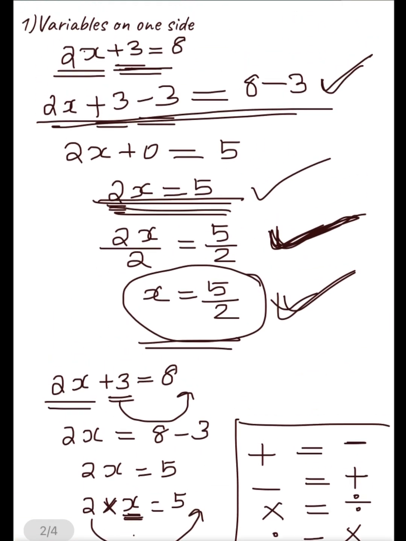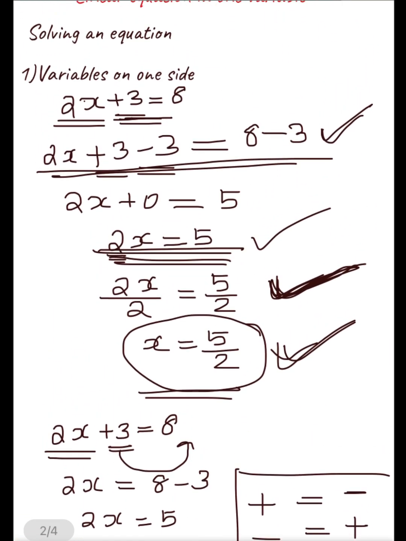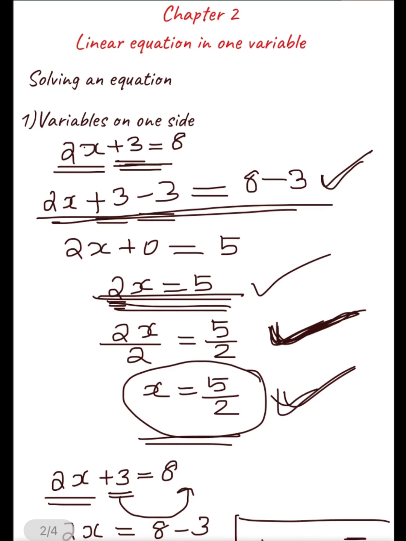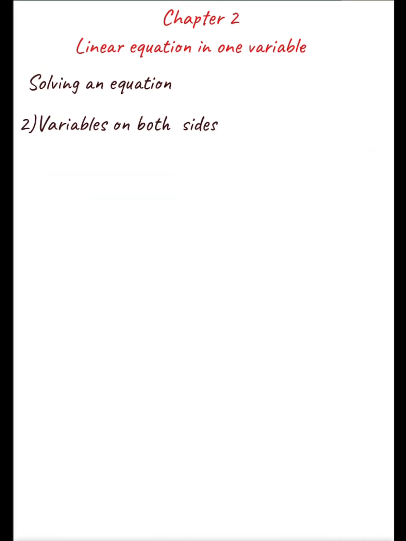Okay, so we were discussing what? Variables on one side, that is, solving equations with variables on only one side. This is very easy to solve. You can solve it easily. But now let's see the second type, that is variables on both sides.